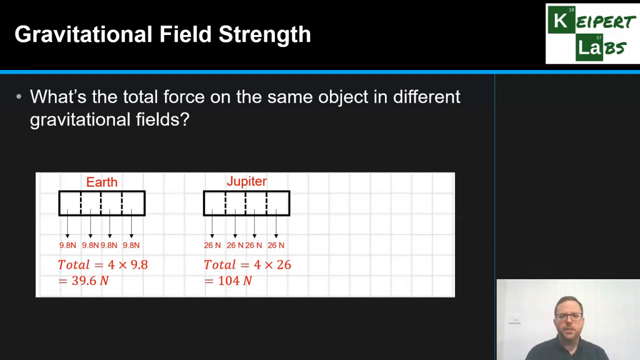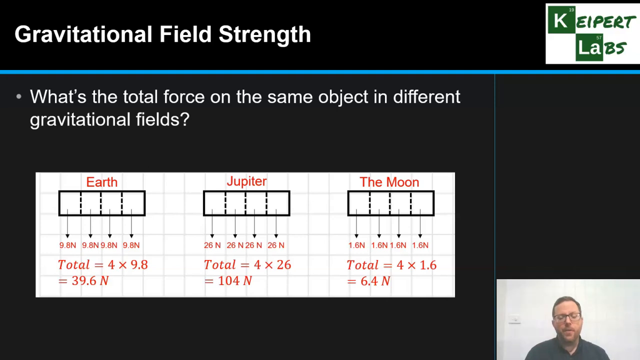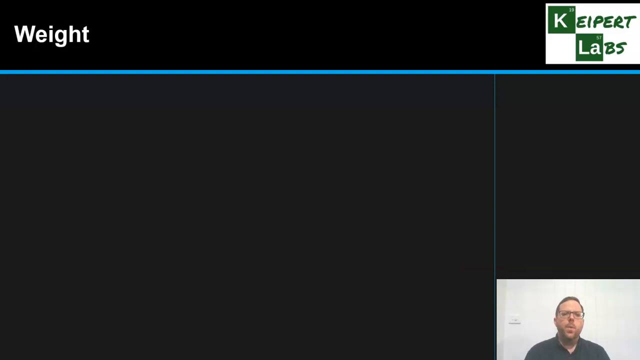for exactly the same object. What about if we went the other way and we took it to the Moon, where we have 1.6 newtons per kilogram, so every kilogram experiences that 1.6, so in total it's only 6.4 newtons. It's significantly lower than on Earth. So it helps us now to think about, well, we've been calculating this force in this kind of way. What do we call this force? Well, we call it weight.